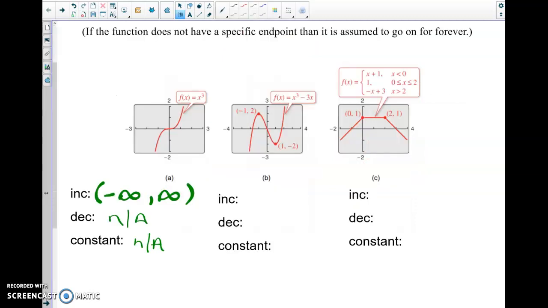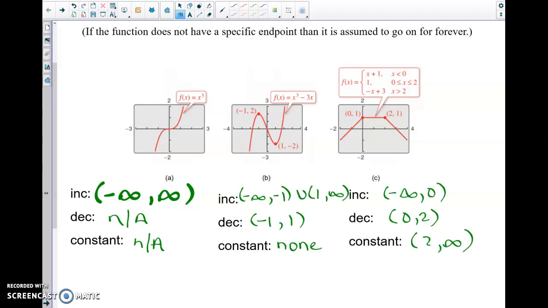The first one was tricky because it does look like it levels off, but it's only leveling off at that one specific point. So part A is increasing the entire function. It is not decreasing or constant anywhere. It would need to have 2 points and a horizontal line to be constant. All right, go ahead and try B and C.